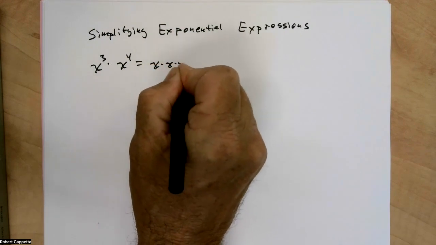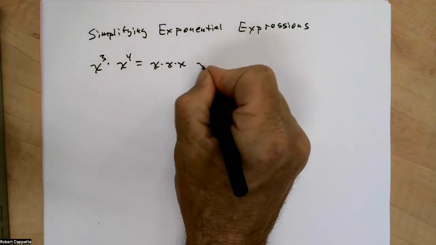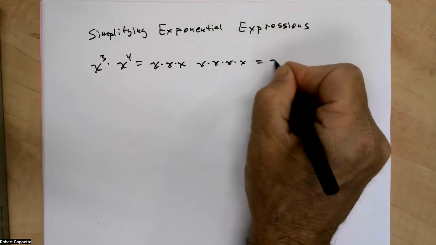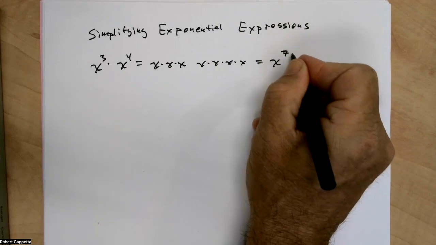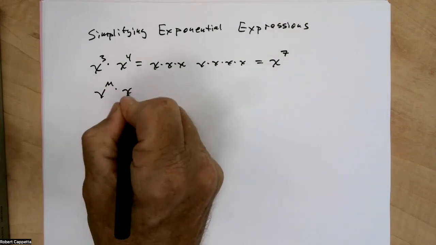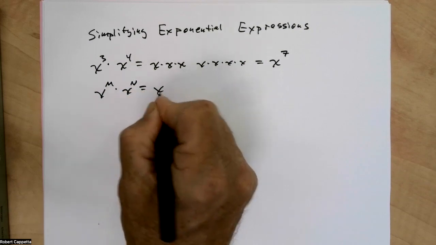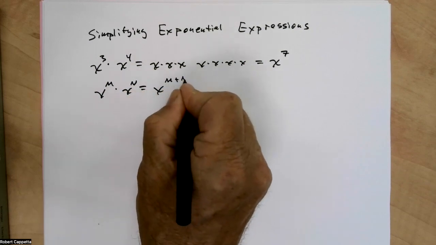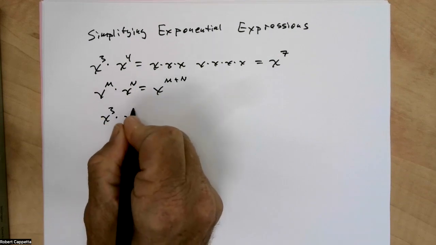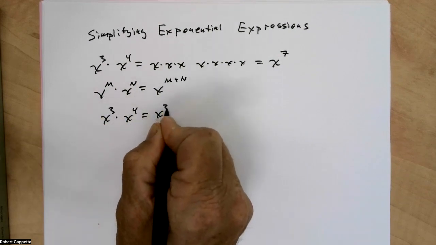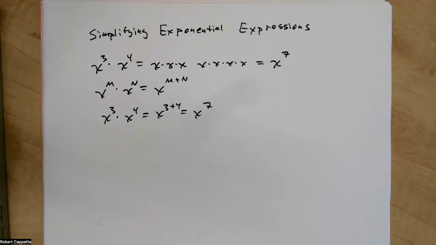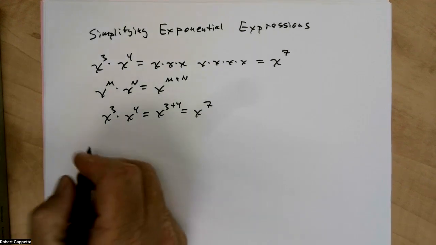That means x times x times x times x times x times x times x, which means x to the seventh. So of course, x to the m times x to the n is x to the m plus n. 3 plus 4, x to the third times x to the fourth is x to the 3 plus 4, which is x to the 7. That's our first rule: if the bases are the same, we add the exponents.